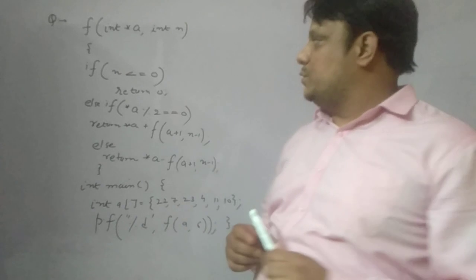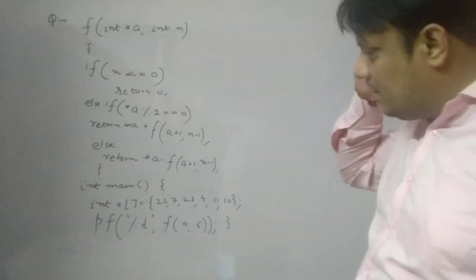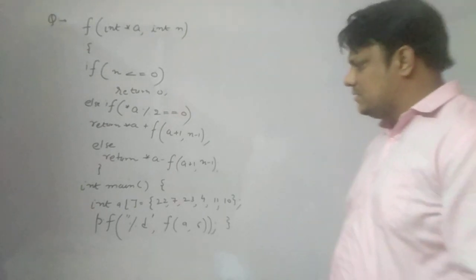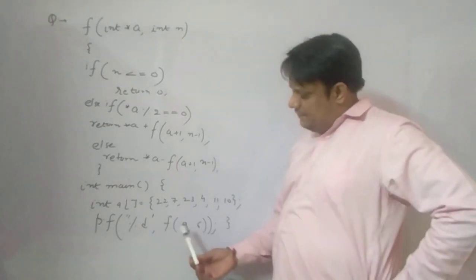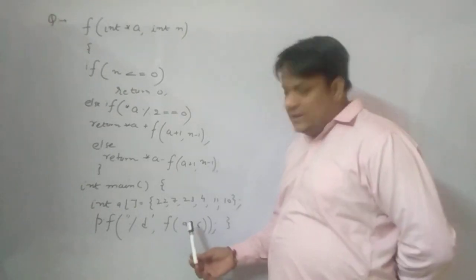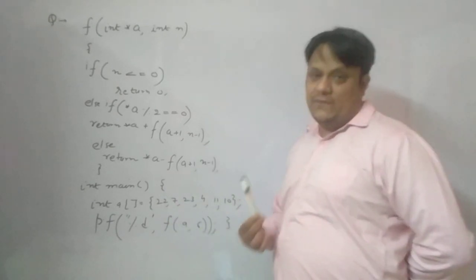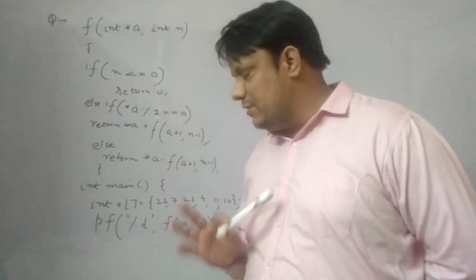Now moving on to the next question of this recursion series. We have an array, right? Array of 1, 2, 3, 4, 5, 6 elements, and then we are calling the function f(A, 6). So what is A? A is nothing but the name of the array. Name of array means the base address of the 0th element of the array, right?